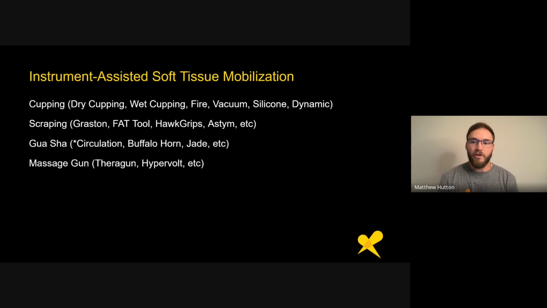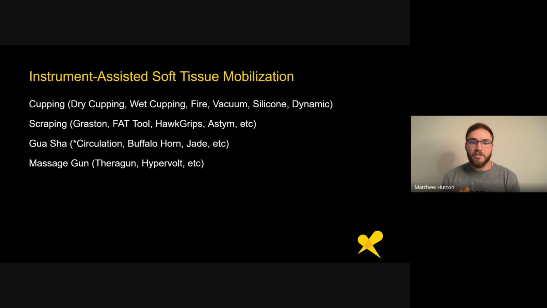Everybody's making their own device now for scraping techniques. So Graston was probably the OG, but then Hawk Grips, IASTM, Fat Tool all made their own variation of it, but they all pretty much do the same thing. They're going to argue that their tool specifically targets different tissues better or more precisely. But in my experience, they're pretty much all the same, even the knockoff versions from Amazon or Walmart, whatever.